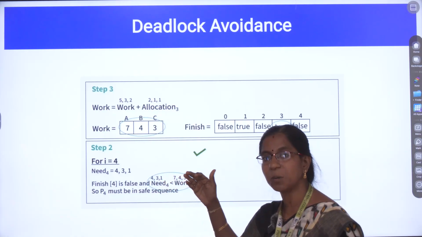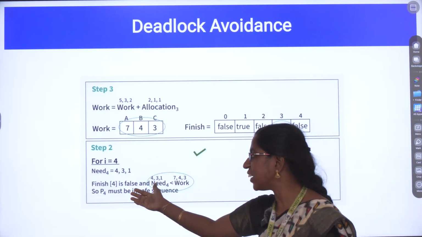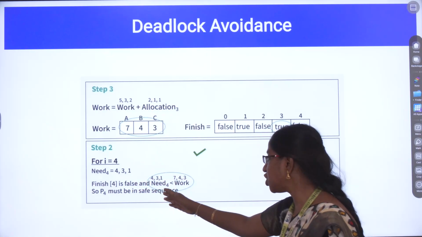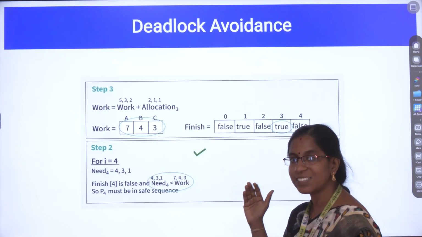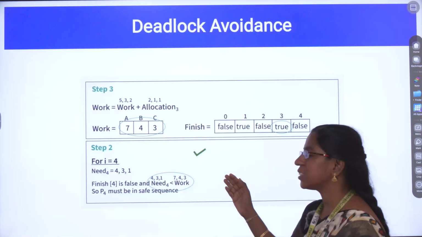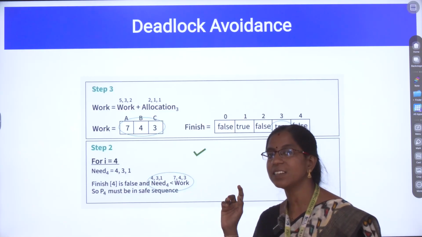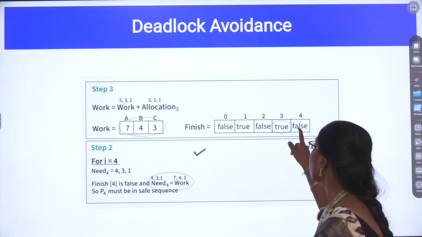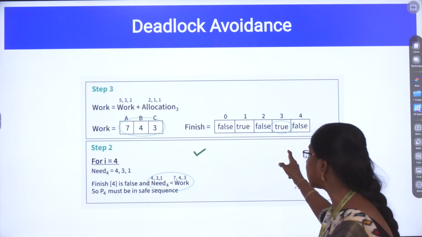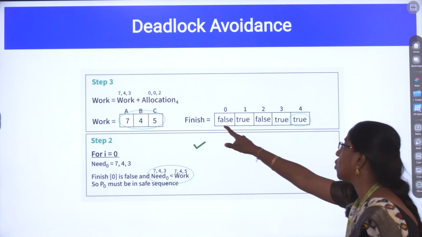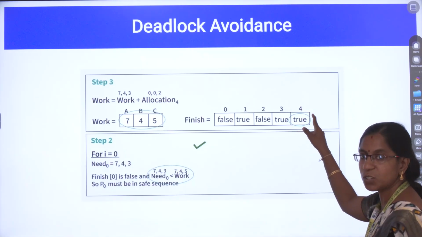This is process 4. Process 4's need is 431. This should be compared with the new work value. 431 is less than 743, so P4 must be in a safe state. So we have to change finish 4 to true.